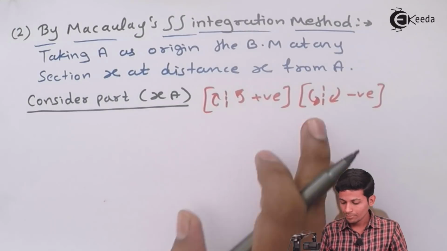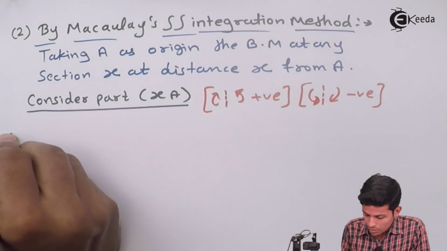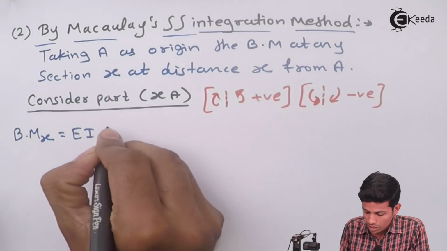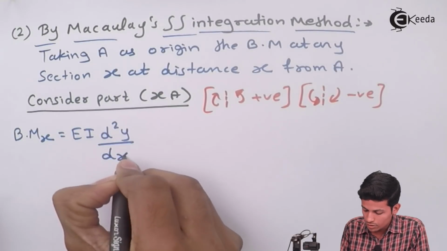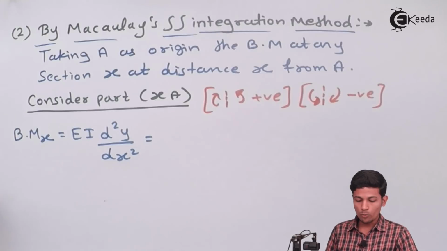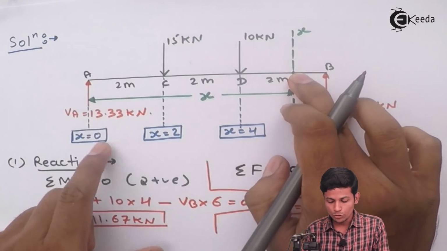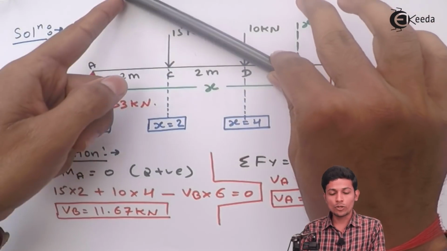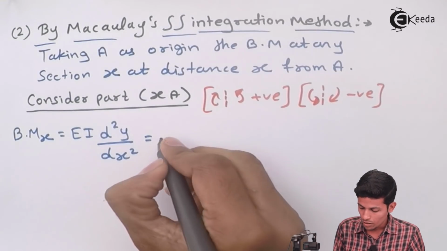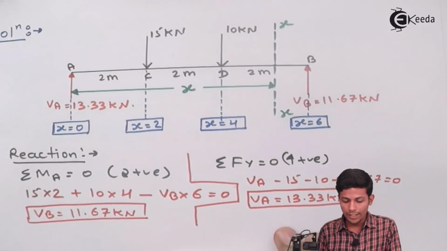Okay, now after that, let's start with the solutions first. Consider part XA. Now bending moment at x is equal to EI d square y upon dx square. This is given by Macaulay's method. Now what are the values that come over here? See, we are taking bending moment over here and we are seeing this side, so this is going in this direction. So 13.33 into this distance, which is nothing but x. 13.33 into x.